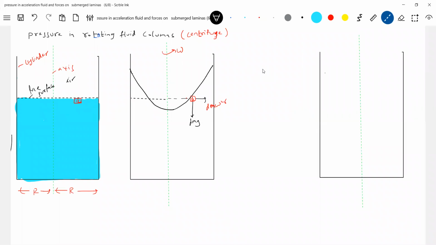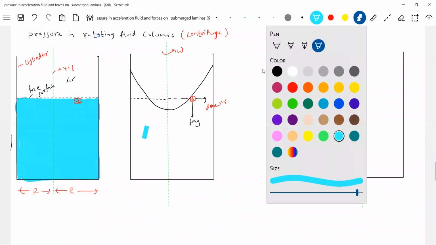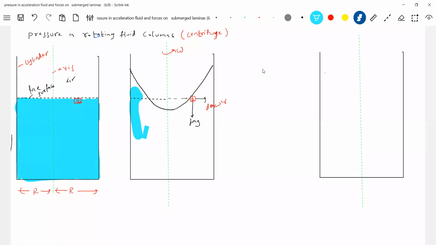That's the initial level. Let me show that layer of liquid.